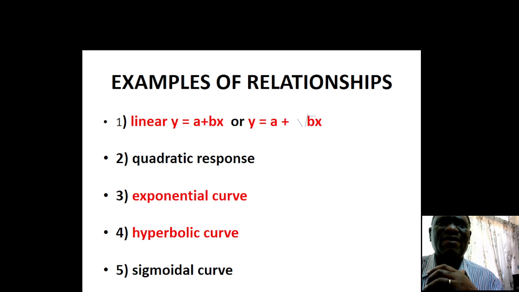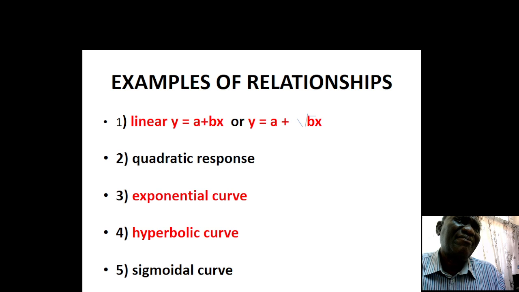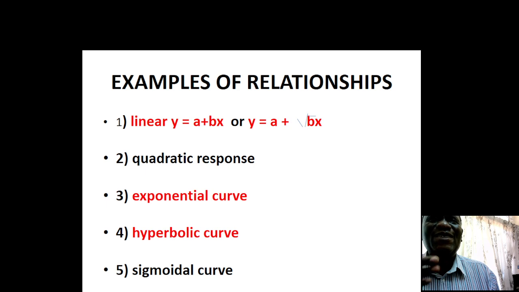It depends on the range of your treatments. When you do the final analysis or regression analysis, you may end up with linear if you have got few treatments, or it can turn up to be exponential curve, hyperbolic curve, or sigmoidal curve. But anyway, these are just examples of relationships which you are likely to get.